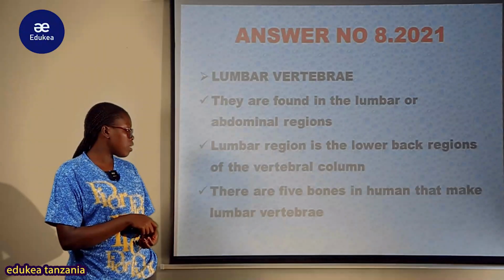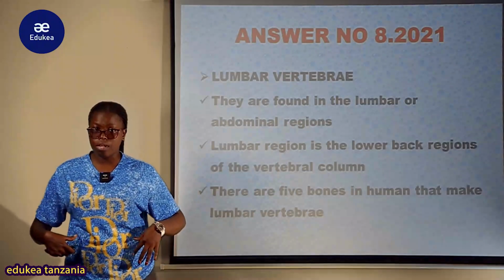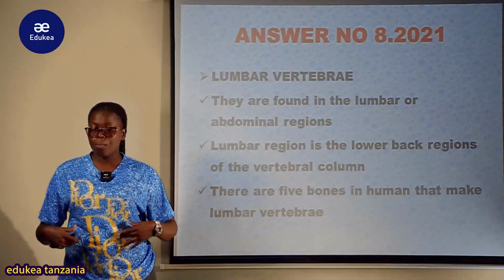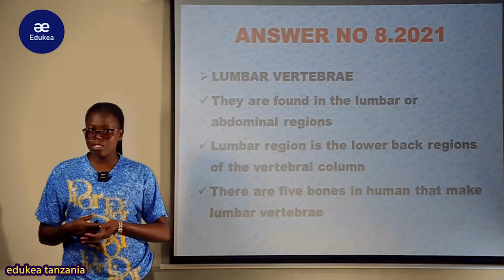There are 5 bones in the human that make up the lumbar vertebrae. Looking at this abdominal area, in this area there is the intestine and there is the stomach. What is the function of this bone now?